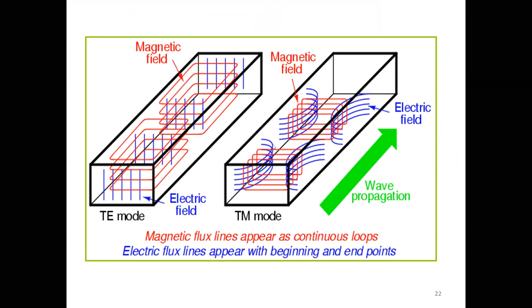Here is a magnetic field. The magnetic flux lines appear as continuous loops. These are the magnetic flux lines. This red color and the blue color are the electric flux lines. This is the TE mode, transverse electric mode, and the TM mode, the transverse magnetic mode. This is electric field. This is magnetic field. The wave would propagate inside this. So magnetic flux lines appear as continuous loops, and electric flux lines appear with beginning and end points. This is the TE mode and this is the TM mode.